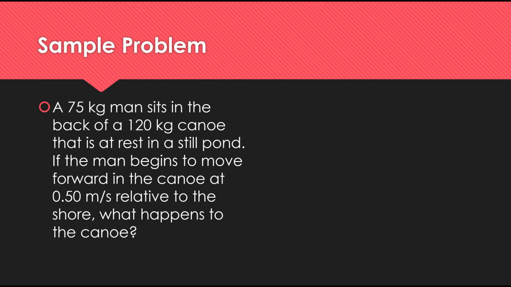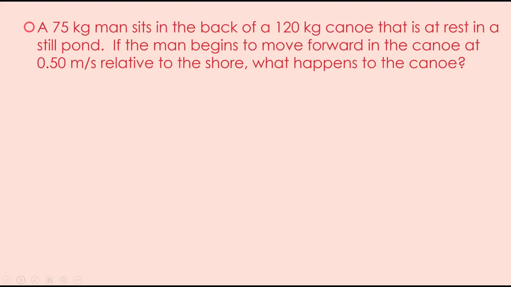So let's say we have a man sitting in a canoe that is at rest. It's completely still. And the man is going to walk forward in the canoe at a certain speed, 0.5 meters per second, relative to the shore. And we want to know what happens to that canoe when he does that. So let's look at how to set up this problem.